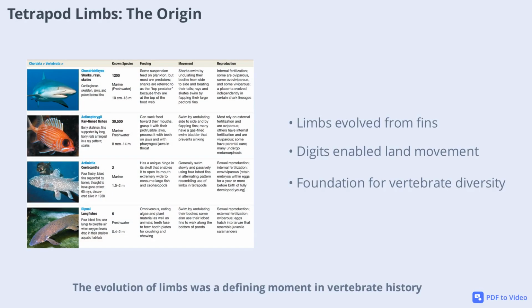The evolution of limbs was a defining moment in vertebrate history. Early tetrapods developed limbs with digits, allowing them to move efficiently on land. These limbs evolved from the lobed fins of their fish ancestors. The structure and function of these early limbs provided the foundation for the incredible diversity of vertebrate movement seen today, from walking and running to climbing and swimming.